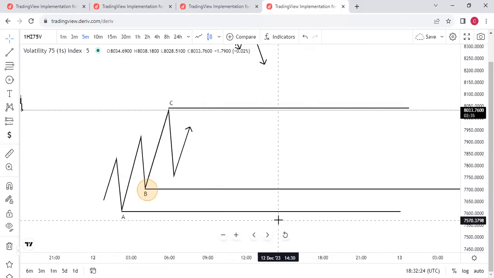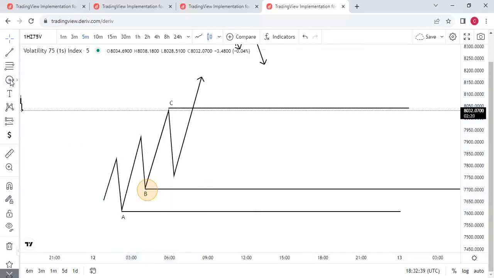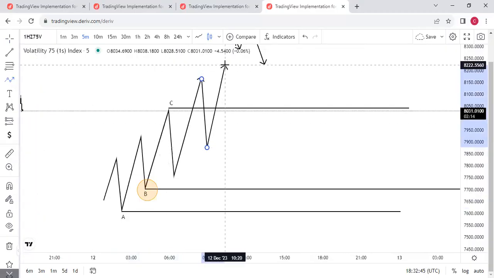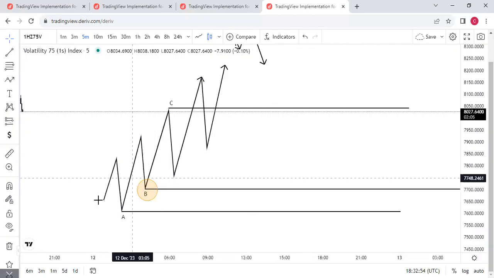Quick question. Let's say B is not taken and it takes out C, then creates another low and then creates another high, like this, right? Now, I want you to look at this. This B is still your enemy. This B here.